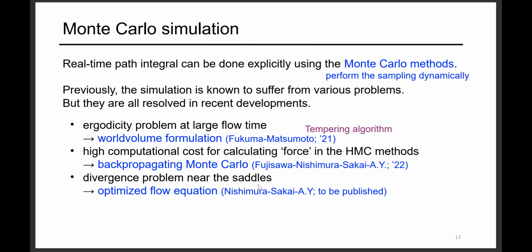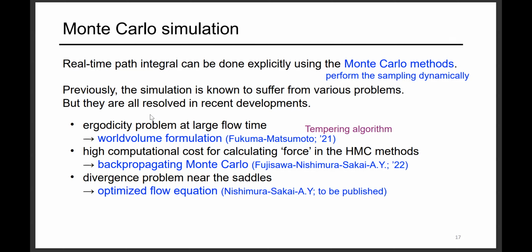Okay. Now I will talk a little bit about the technical detail of the Monte Carlo simulation. So the real-time path integral, as I said, can be done explicitly using Monte Carlo sampling. We try to approximate the integral by performing the sampling dynamically.